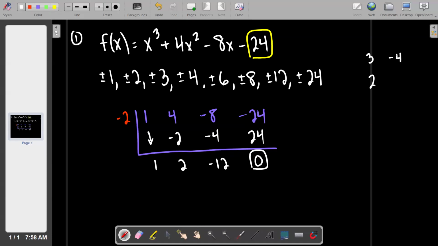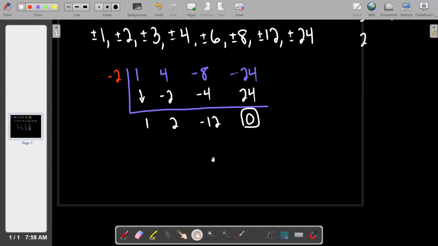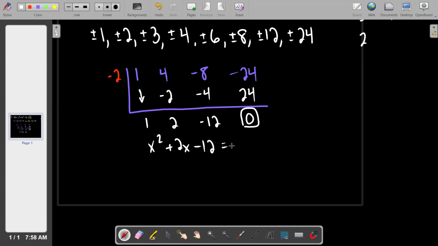And now the job is to find the other two. And the other two will always result from the quadratic that's here. And so those numbers are 1, 2, and -12. Is the resulting quadratic going to be factorable? If I do x squared plus 2x minus 12, can I factor that? I cannot. My best shot would have been like x plus 6, x minus 2, or x plus 4, x minus 3, and those both miss the mark. We don't hit that 2 in the middle, so it's okay.